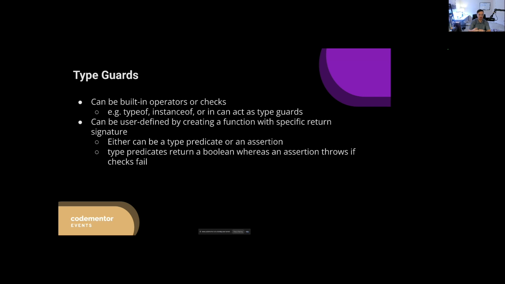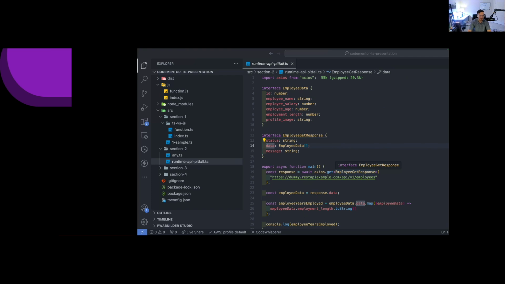And secondly, we can also define our own type guards by creating a function with a specific return signature. These user-defined type guards can either be a type predicate or an assertion. Type predicates return a Boolean, whereas the assertion will throw an error if the check fails. So now that we've talked a bit about what type guards are, let's go ahead and look at a quick demonstration of how they work.